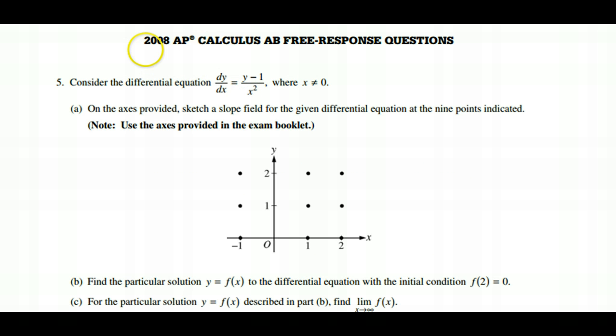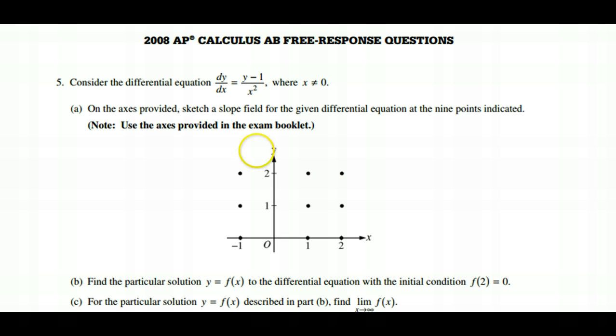Alright, and now let's go ahead and look at the 2008 AP Calculus AB free response question number 5. So consider the differential equation dy/dx equals (y minus 1) over x squared, where x cannot be 0, because otherwise the bottom would be 0 and I would have something undefined. So on the axis provided, sketch a slope field for the given differential equation at the 9 points indicated.